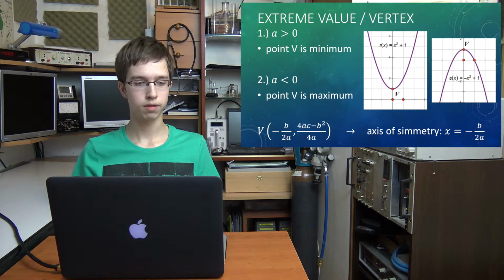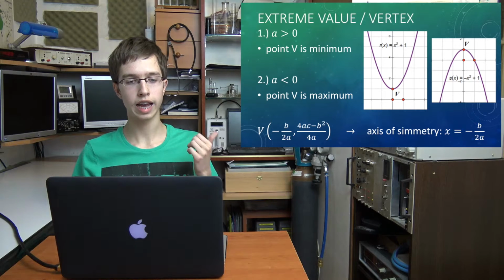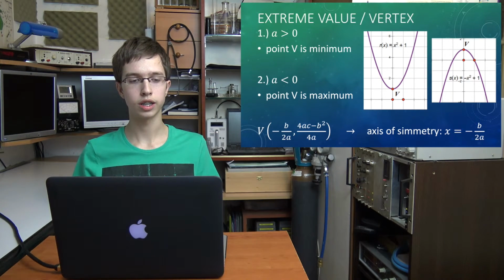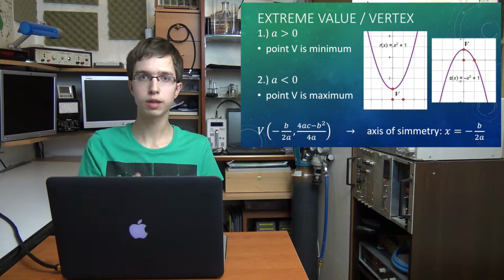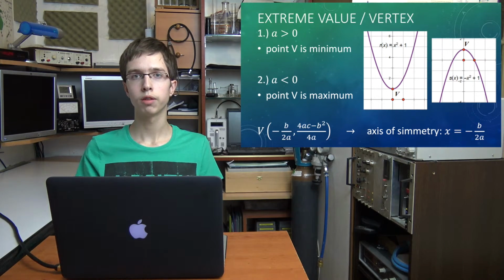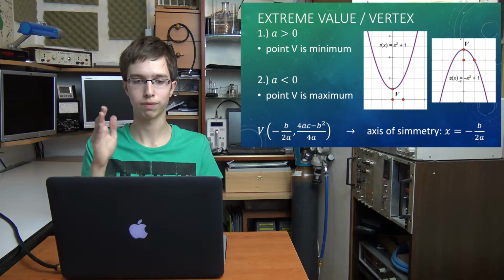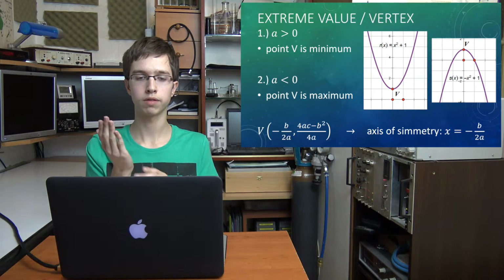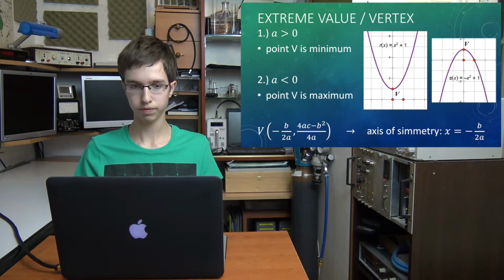And in this expression for V, point of vertex, we have its x and y coordinates expressions, where x is equal to minus b over 2a, which is also the axis of symmetry of this parabola. So it is a straight line which goes exactly through the vertex of the parabola. It halves a parabola into two parts, left and right.